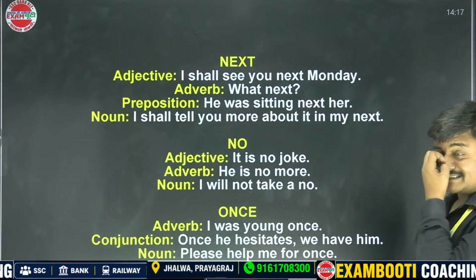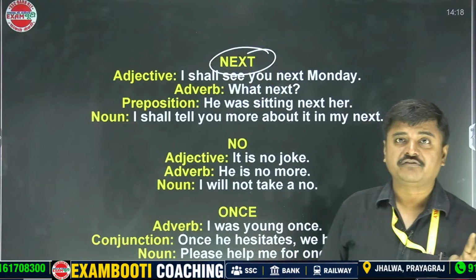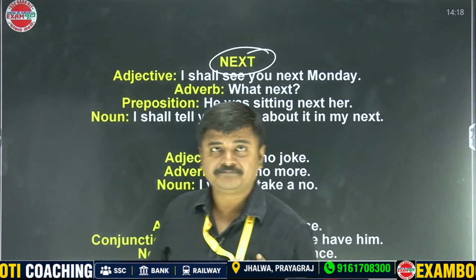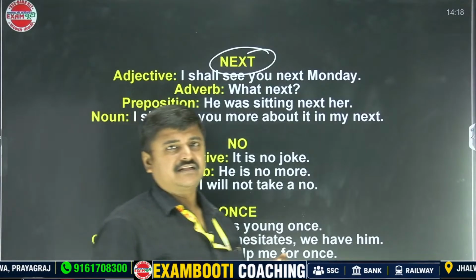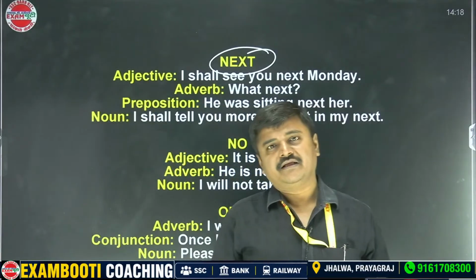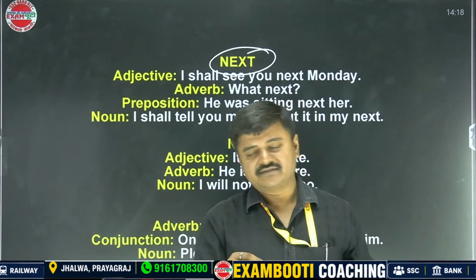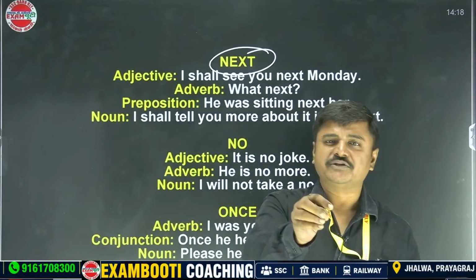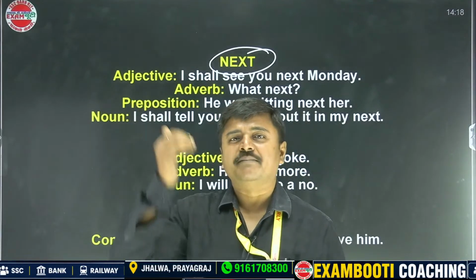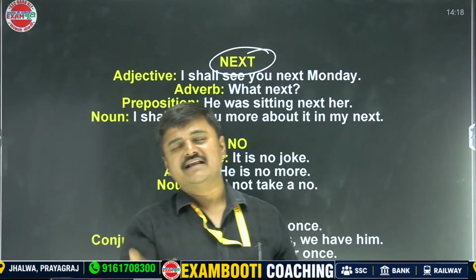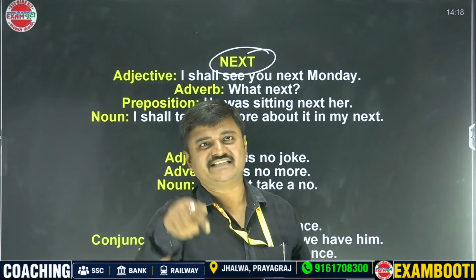Let's move and take some more examples like next. Next can function in four different ways in these four different sentences. Like so many words we discussed, it can also function in four different ways. As you can see on the screen, next can function as an adjective. And it is very easy to recognize because it is just before a noun. Next Monday. It means it is coming just before Monday. So you can identify very easily that in the first sentence, next is functioning as an adjective.